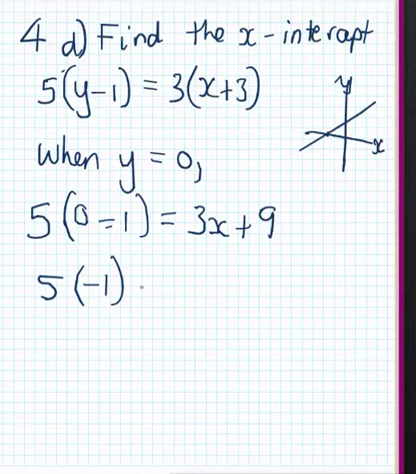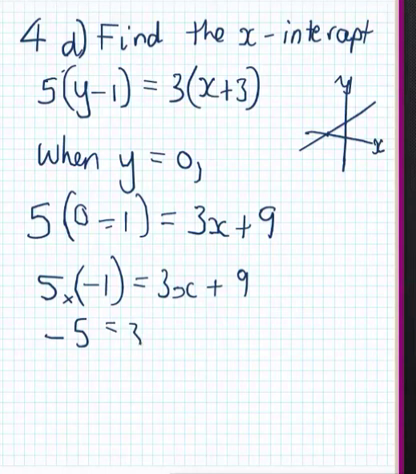Equals 3x plus 9. And remember, in between the bracket and a number, there is times, and 5 times negative 1 is just negative 5. So negative 5 equals 3x plus 9. Now I have my x that I have to solve for.